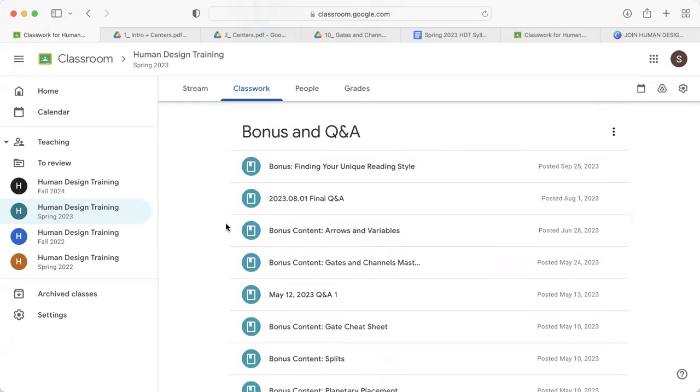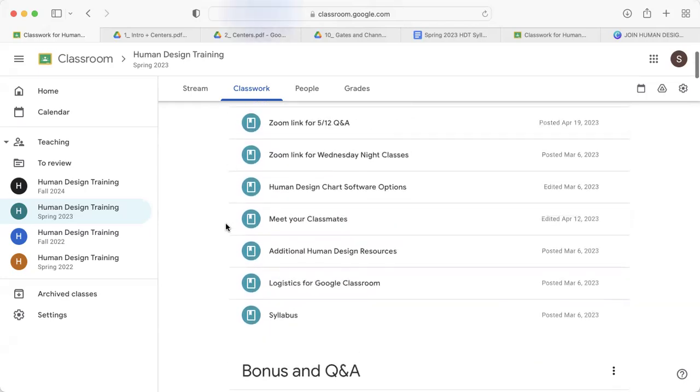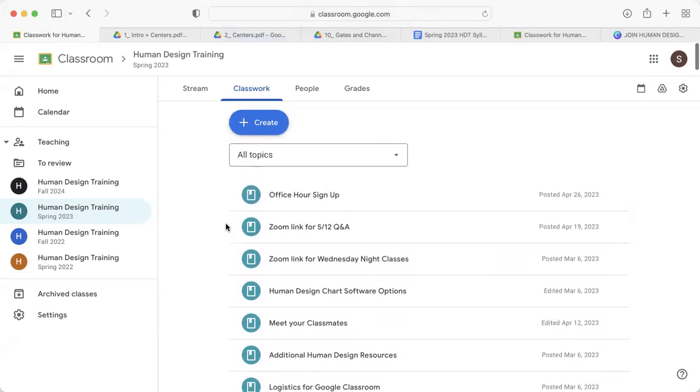So people who want to take this course because they want to do readings, we have a bunch of extra support. Yeah, the ethical considerations. There's just so much information here.